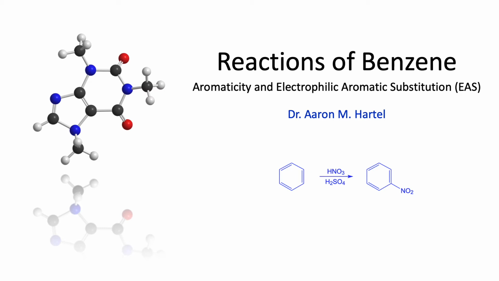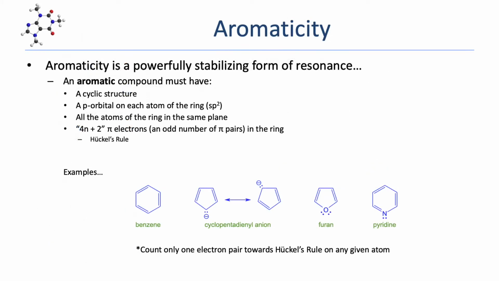In this lesson, we're going to explore the chemistry of benzene, focusing on aromaticity and electrophilic aromatic substitution reactions. Benzene is an aromatic molecule, which means that it possesses aromaticity, a powerfully stabilizing form of resonance. In order for a compound to be considered aromatic, it must meet four specific structural criteria.